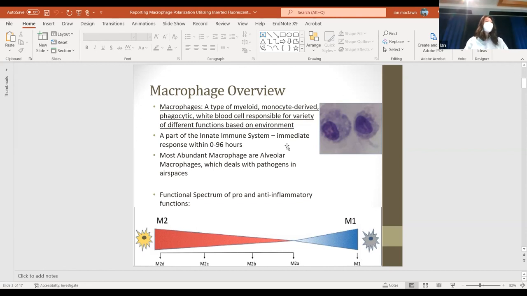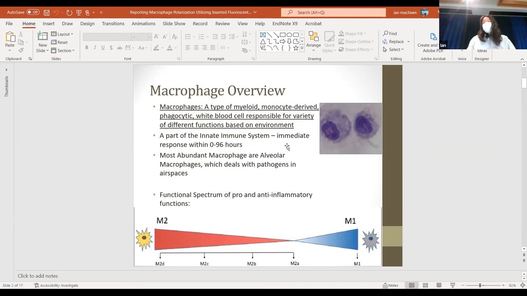So some basic information about them. They are a part of the innate immune system, which is considered the first line of response to any pathogen. So it's your immediate response within the first 0 to 96 hours. And the most abundant macrophages, which were the focus of our study, were alveolar macrophages. These are found in the lungs, and they deal with pathogens in air spaces, which makes sense because you're always breathing, and when you breathe, you also breathe in a host of pathogens, so they're just always dealing with the pathogens that you breathe in.